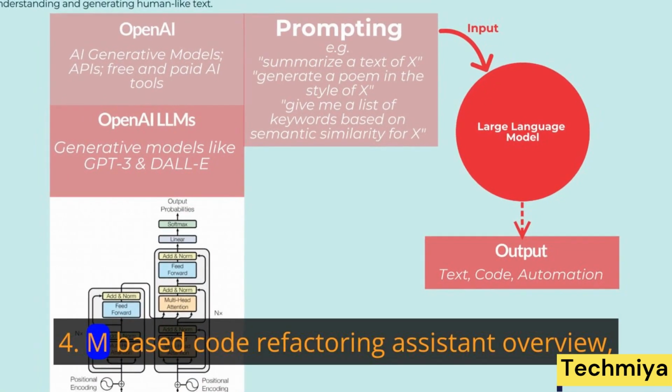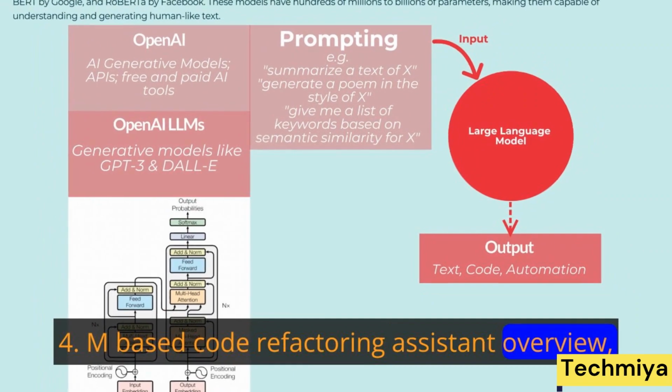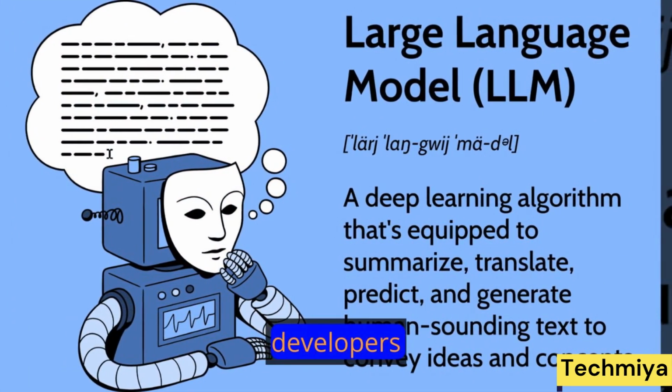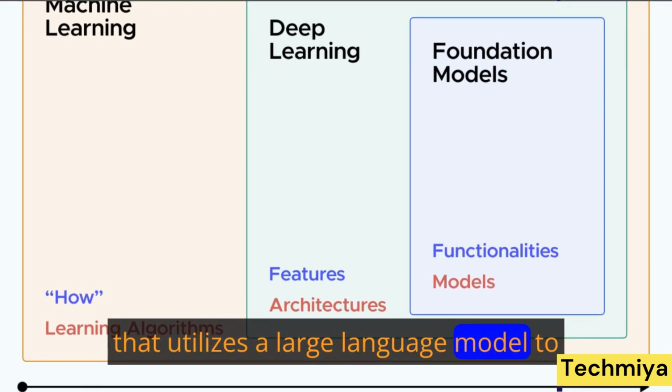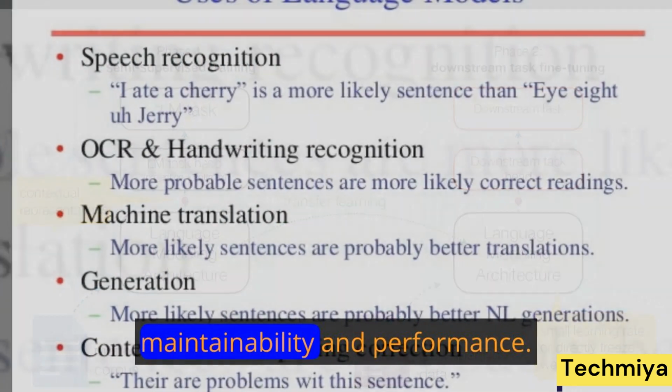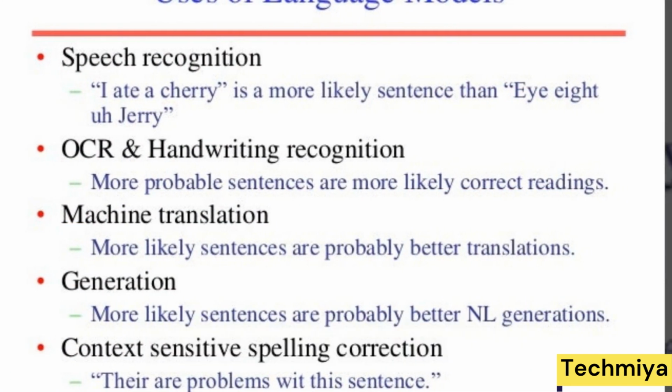4. LLM-based code refactoring assistant. Overview. Develop an automated assistant for software developers that utilizes a large language model to suggest code refactoring techniques, improving code readability, maintainability, and performance.